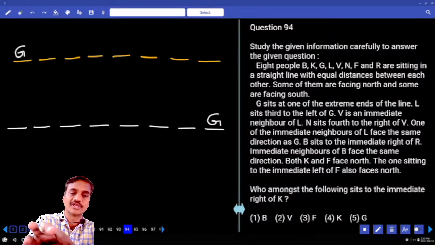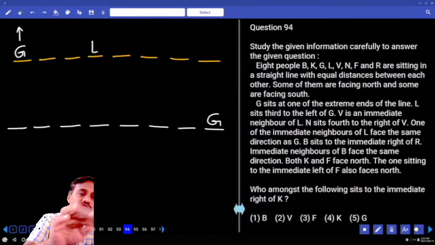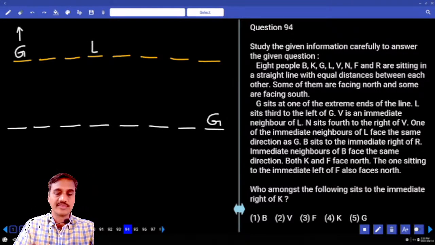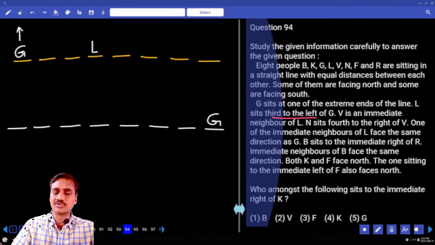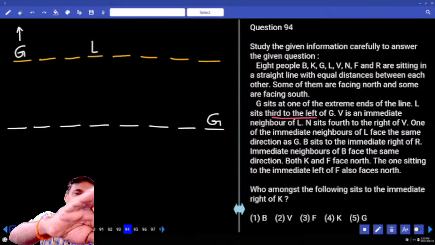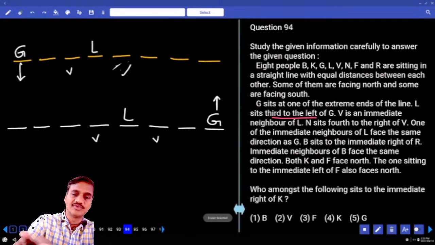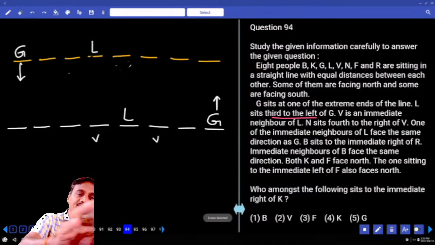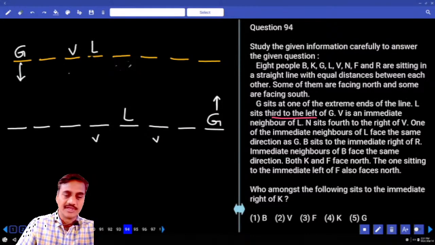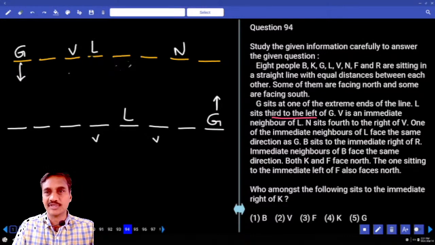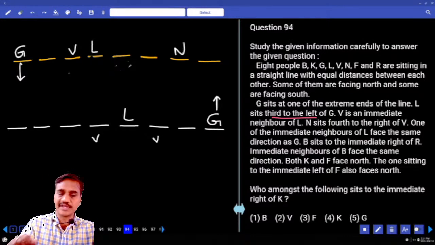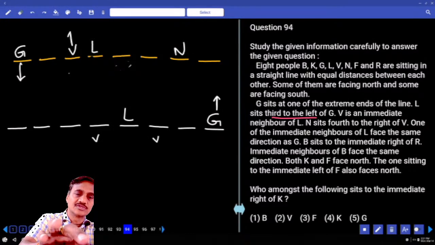Now G sits at one of the extreme ends of the line. L sits third to the right of G. L is seated third to the right of G. G must be facing towards north. అంతే కదా? The L sits, sorry, G sits at one of them. L sits third to the left of G. Third to the left, as L cannot be here. And where should this be? And V must be at this place. And then now V is. As V is, N sits fourth to the right of V. Hence N must be here. As N sits fourth to the right of V means V must be facing towards north.